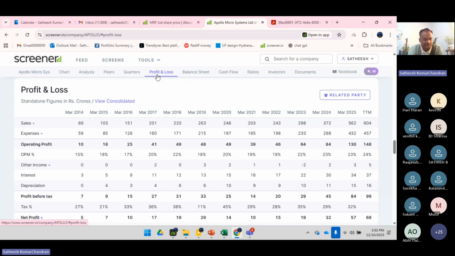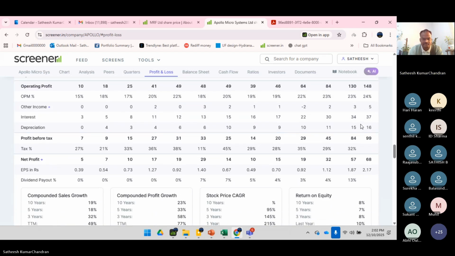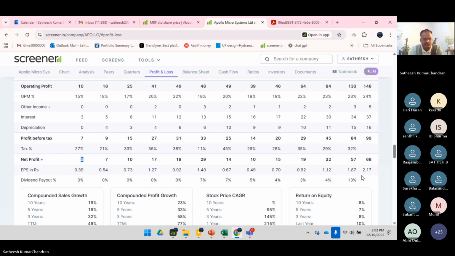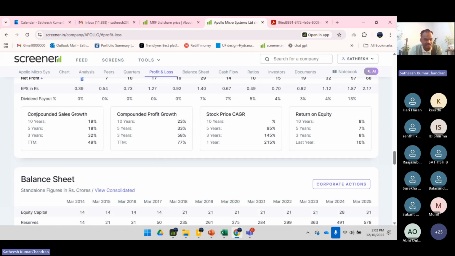Profit and loss, we will see. Sales in 2014 were 70 crores, and now it is 562 crores. So they have grown almost 9 times, 900% or 800%. Profit, how much did they make? Profit has also grown from 5 crore to 57 crore. See, the real crux is here. Over 10 years, they have grown 20% in sales growth and 23% in profit growth.